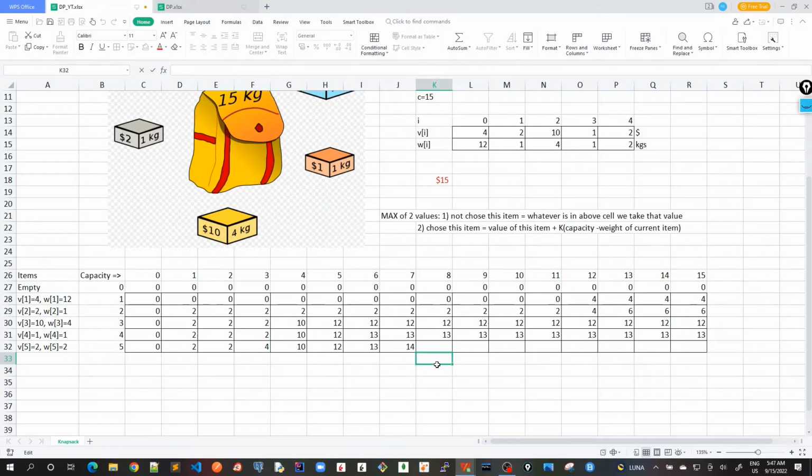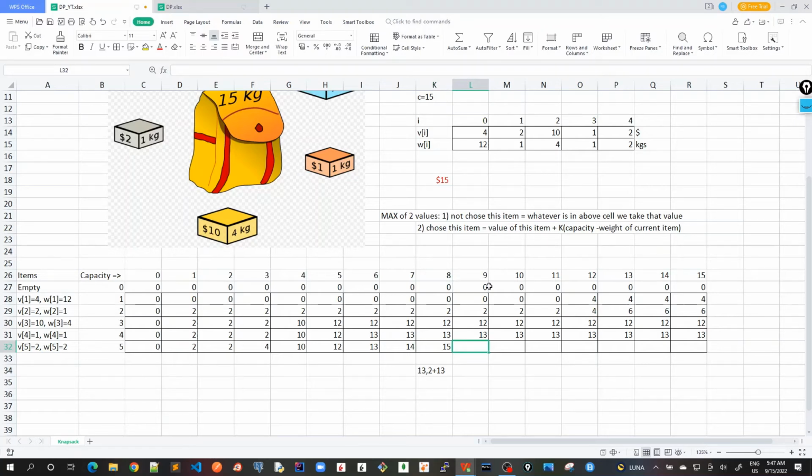Now let's go for this cell of capacity of 8 kg. We know that excluding this item is 13. And now if I include this item, the value of this 2 plus 8 minus weight of 5 is 2, that is 6. 13 plus 2 is 15. So the answer would be 15 here for this capacity of 8 kg.